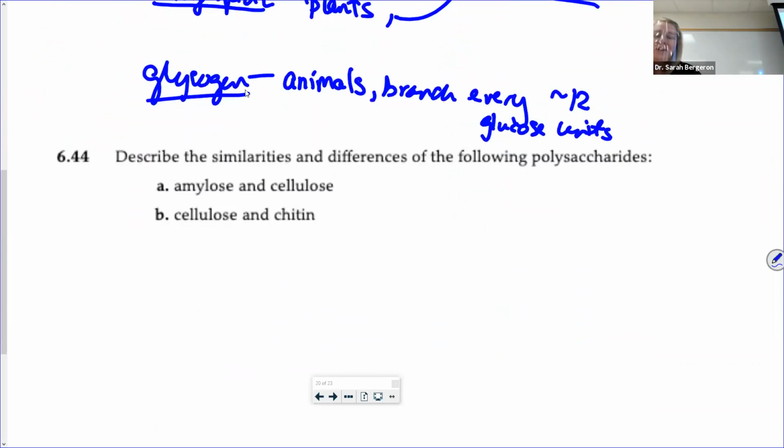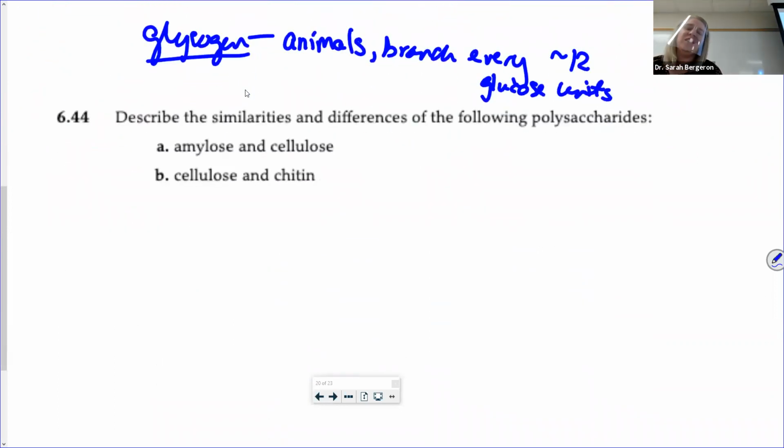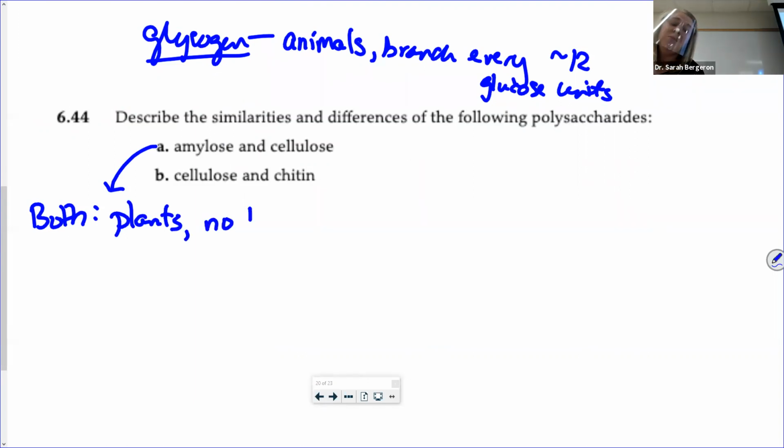All right, describe the similarities and differences. Amylose and cellulose. What did we say amylose was in? Plants. How about cellulose? Both. Okay, so they're both in plants. Okay, what else could we say? They have no branching. Remember the amylose was the one that didn't branch? Well, cellulose doesn't branch either. So they're both straight chains.